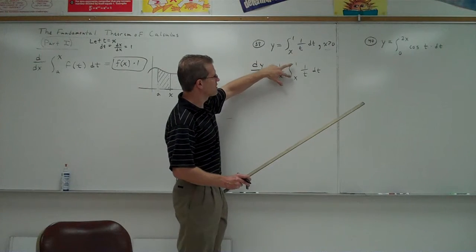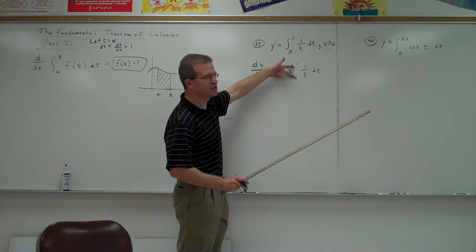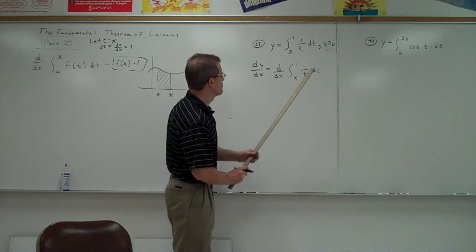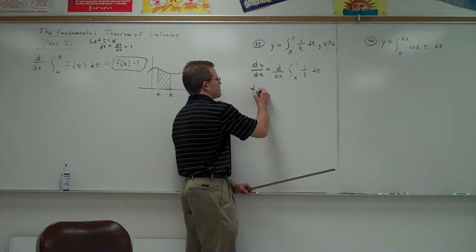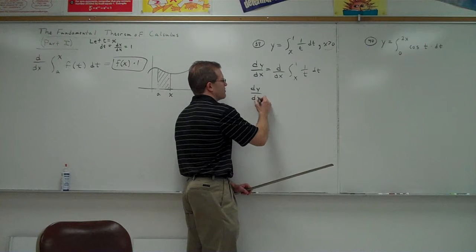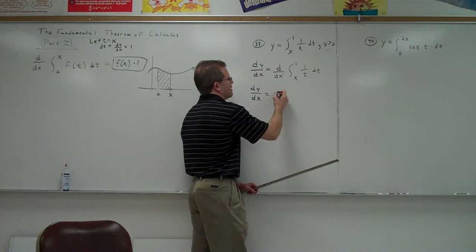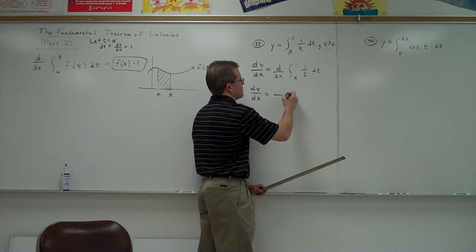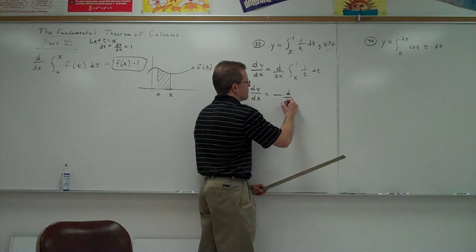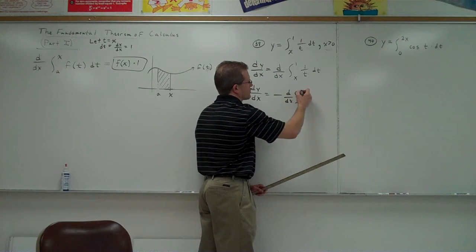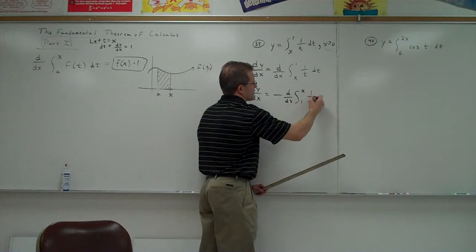Okay? So how could I switch these two? If I switch those, I just have to do a what? A negative. Yeah. So I'm going to switch those. So dy over dx, my derivative of y with respect to x, equals, and let's just put the negative out front. Negative of the derivative of the integral. You can switch those from 1 to x.